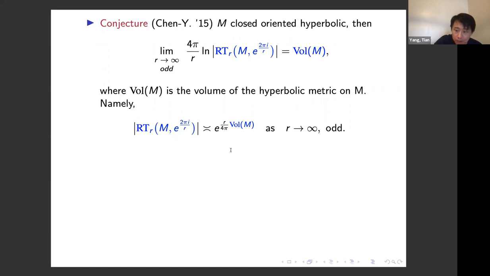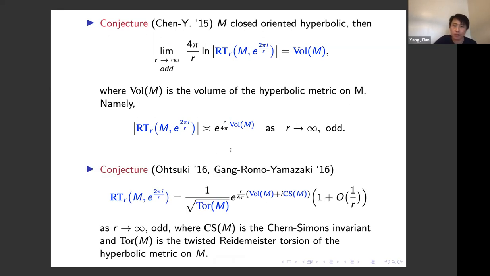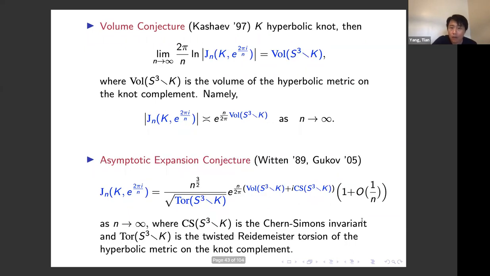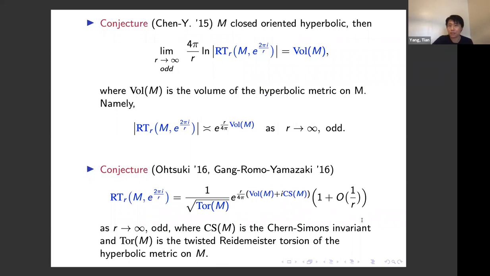And the corresponding asymptotic expansion conjecture was formulated one year later, independently by Ohtsuki and Gang, Romo, and Yamazaki. Similarly to the previous case, in the asymptotic expansion of the Reshetikhin-Turaev invariant at the new root of unity, people see the volume, the Chern-Simons invariant, the Reidemeister torsion, and also the invariants coming from the coefficients of this power series in one over r. So you can see these are all examples of the relationship between these two different approaches, hyperbolic geometry and the quantum invariants. Are there any questions?